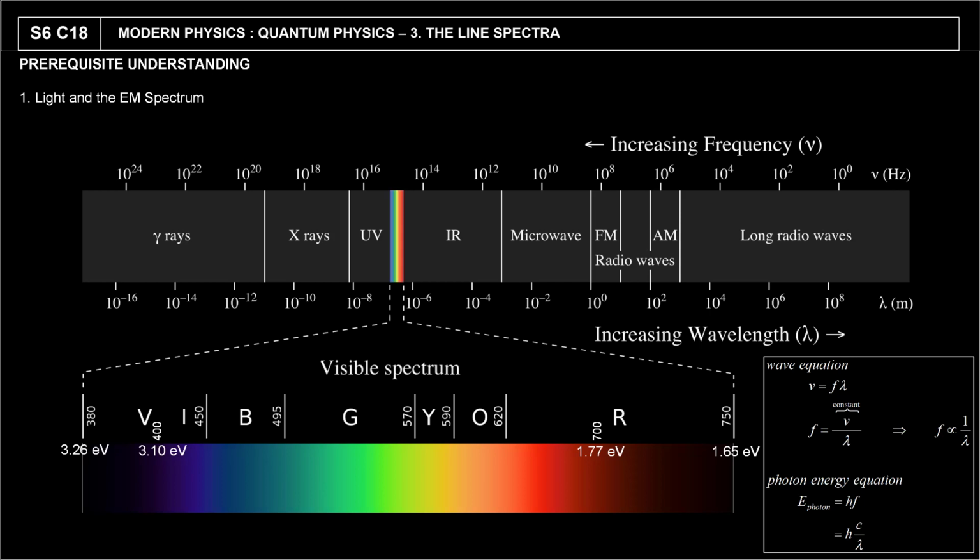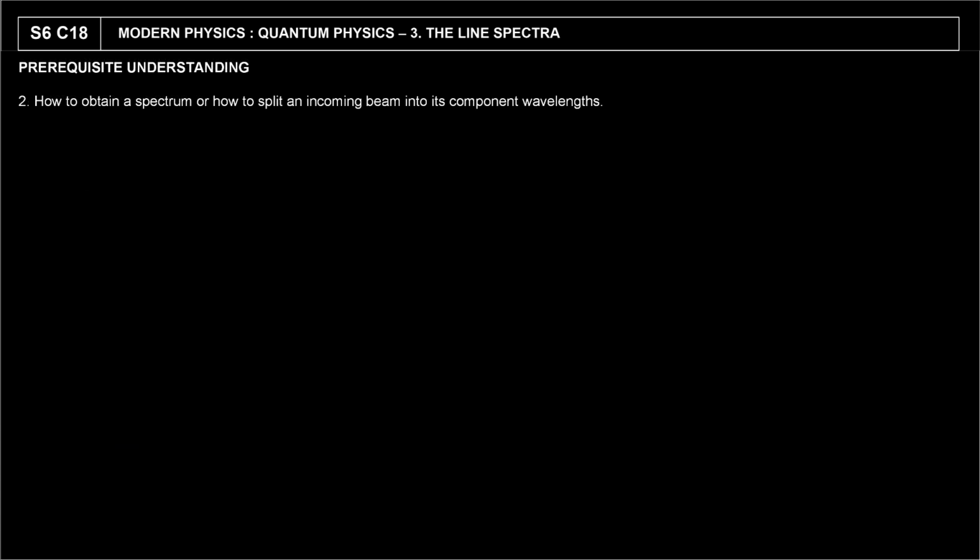So, if you have white light, or a mixture of photons of different wavelengths, then how would you split them up so that we could get out a spread of the constituent wavelengths and obtain this spectrum? That brings us to the next point. How to obtain a spectrum?